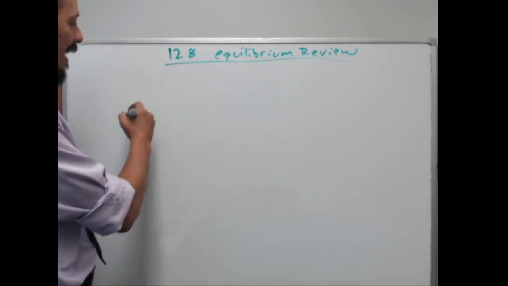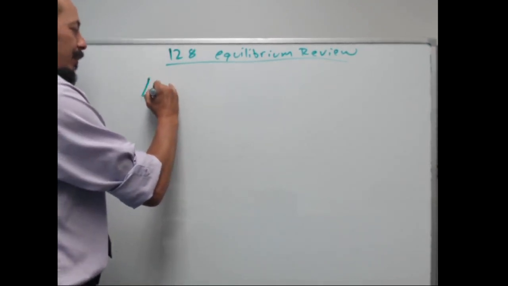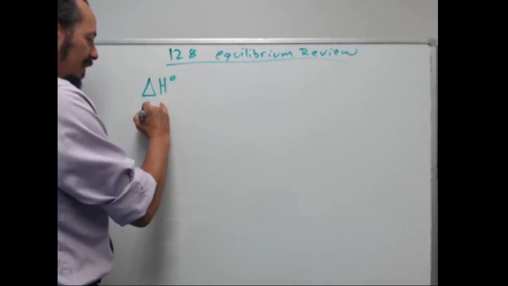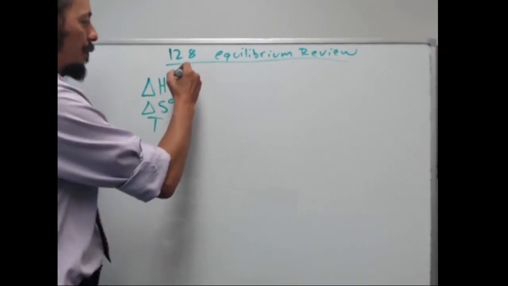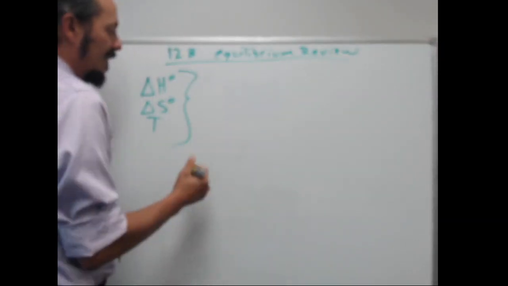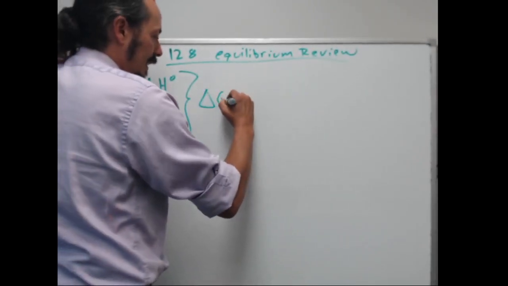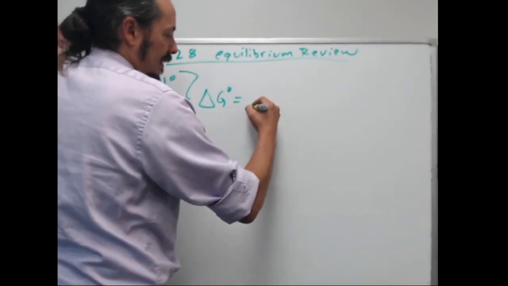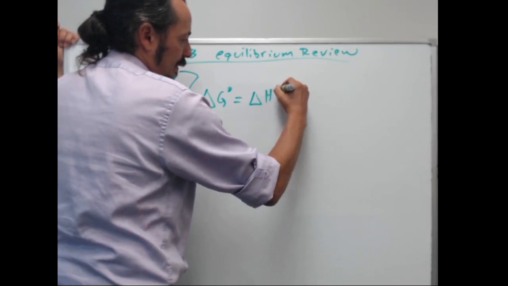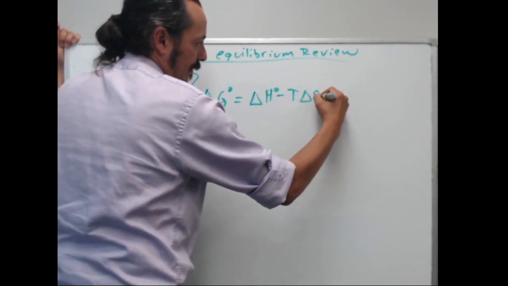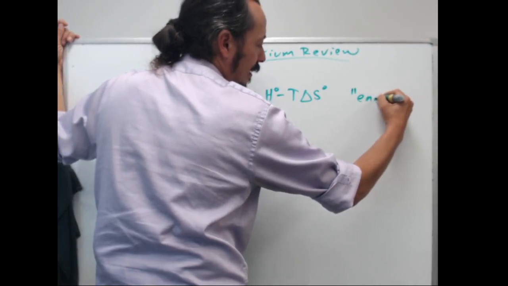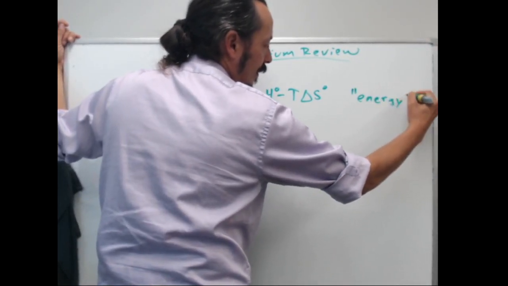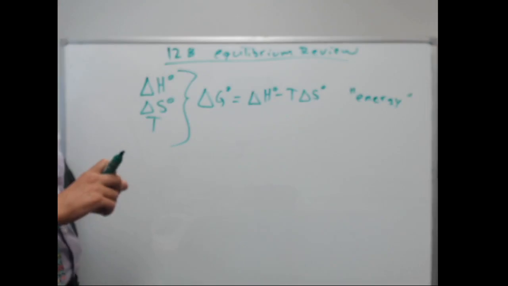So in 128, usually the way we talked about equilibrium was we talked about the enthalpy and the entropy and the temperature. We put these three ideas together, and we said that gives us free energy, that's equal to... and this was the energy way to talk about how a reaction would happen.